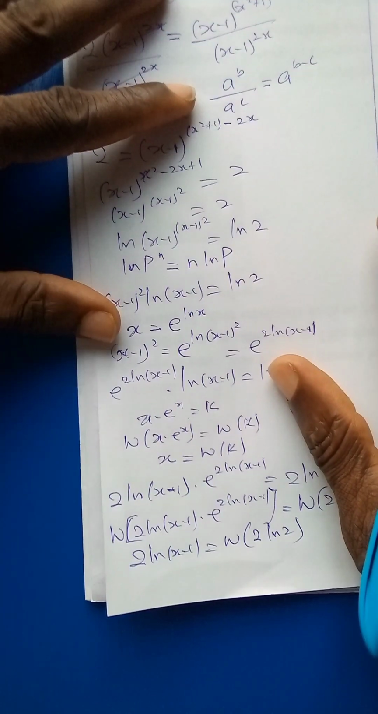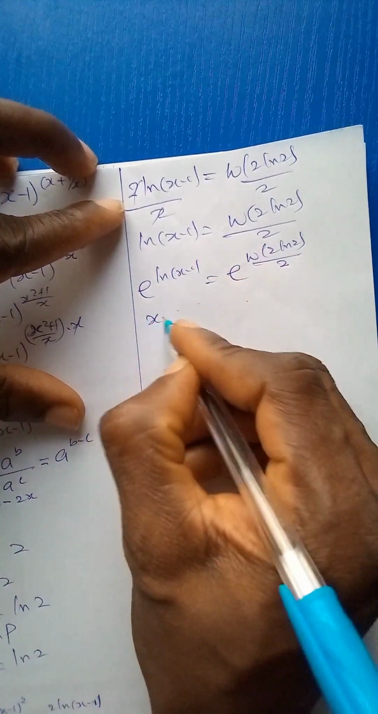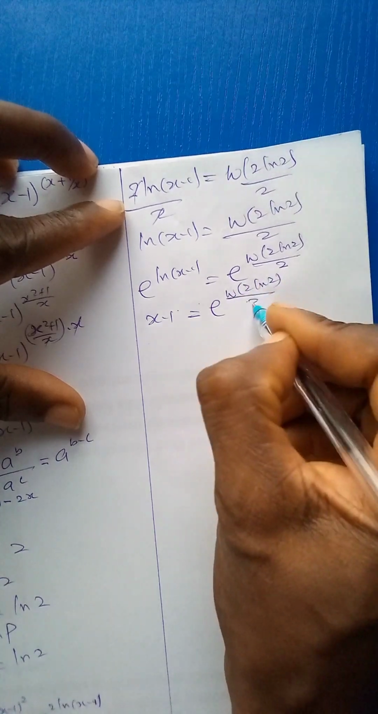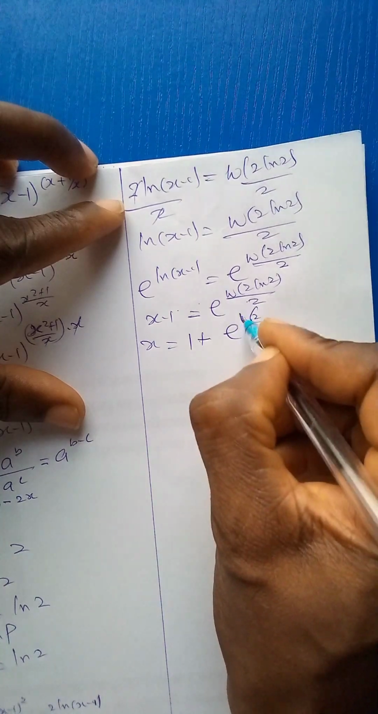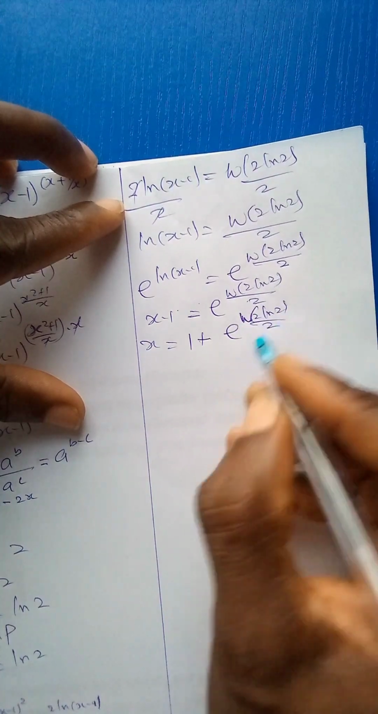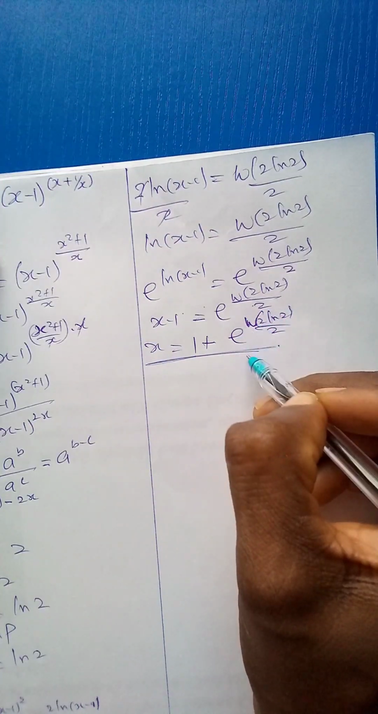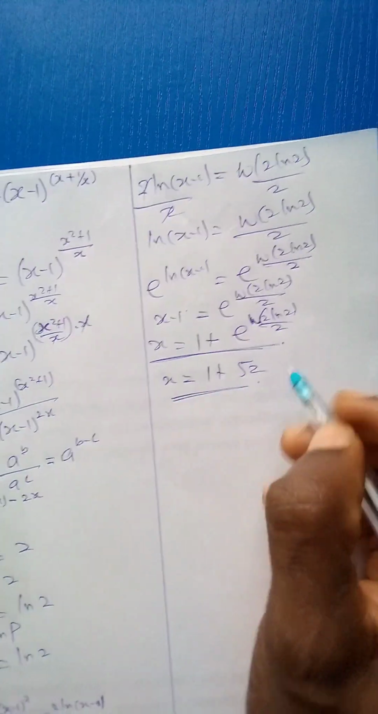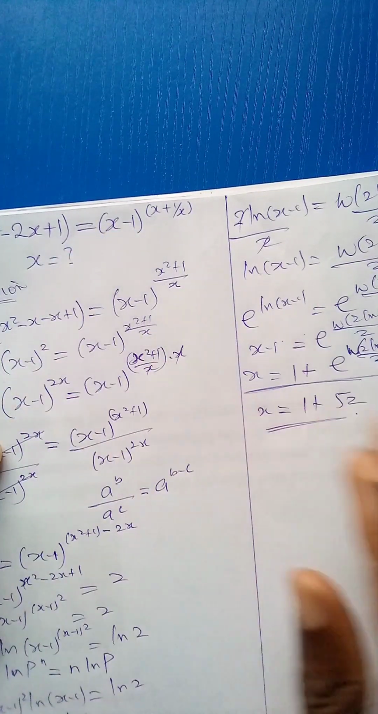Let us remember this part, where this is equal to this. That means this one becomes x minus 1 equals e to the power W of 2 ln 2 all over 2. And so x equals 1 plus e to the power W of 2 ln 2 over 2. This basically is the result. However, this part is equal to root 2, so x is equal to 1 plus root 2. That becomes the answer. When we back substitute 1 plus root 2, anywhere we see x in this, we are going to get a balanced equation.